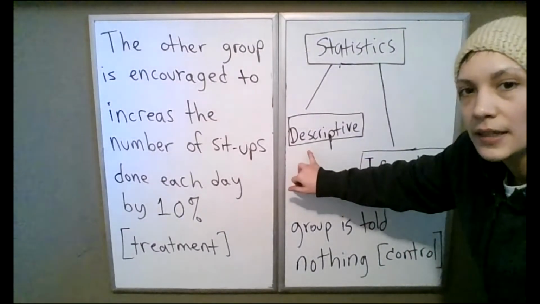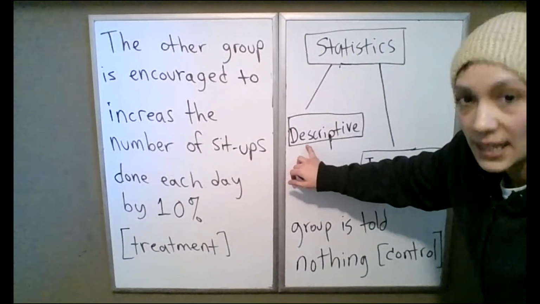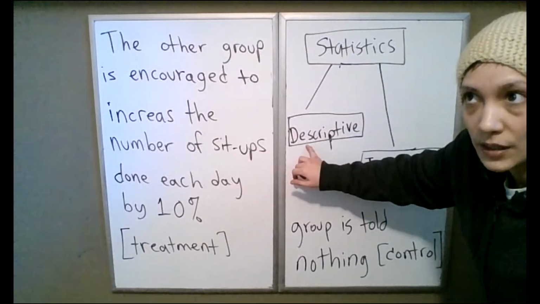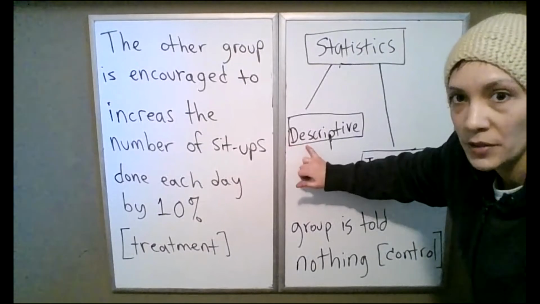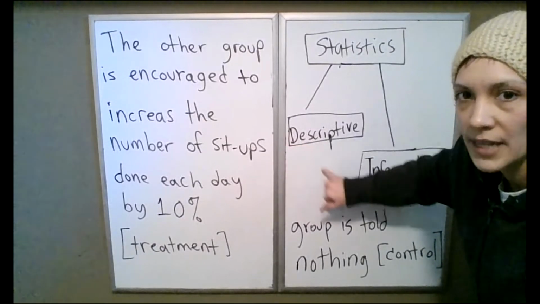Okay, so on this side, you can get information from everybody in the study and then choose to get that information through an observational study or a designed experiment.